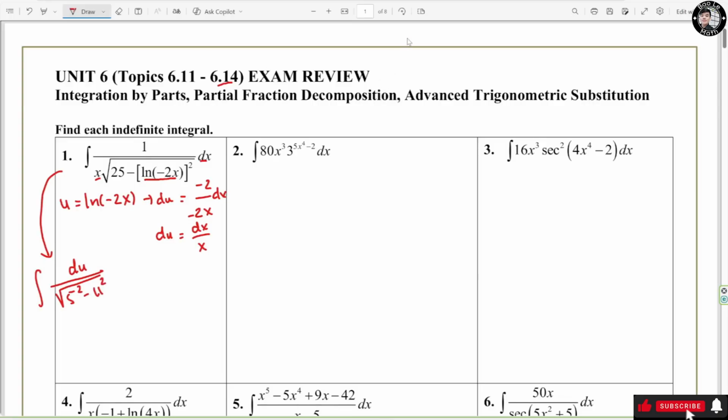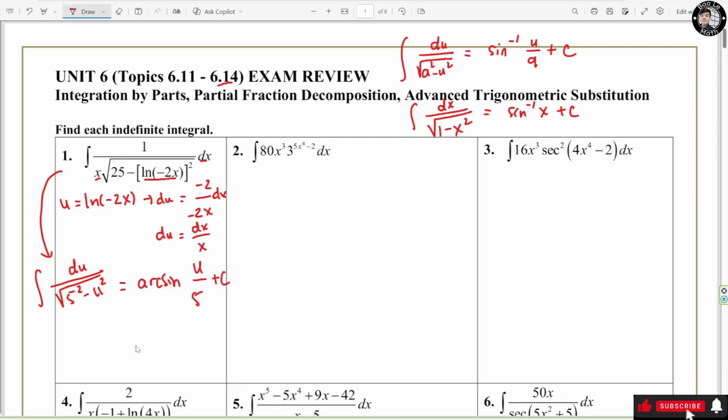So I'm going to apply the formula: the antiderivative of du over square root of a squared minus u squared equals sine inverse of u over a plus c, right? Now remember, if you have the antiderivative of ds over square root of 1 minus s squared, it's going to be sine inverse of s plus c. So this turns out to be sine inverse of u over 5 plus c. But u equals this right here, so the final answer must be sine inverse of ln negative 2s over 5 plus c.